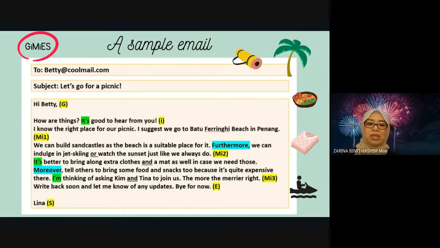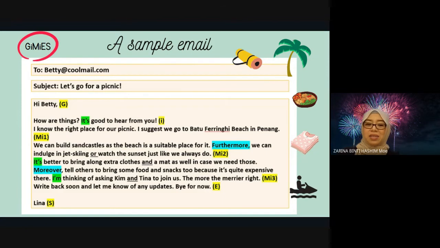Let's look at the sample. I know the right place for our picnic. Ini yang cikgu kata register tu. That means kamu bukanlah terus-terus betul. Batu Ferringhi is a place to go. Janganlah cakap terus direct kan. At least bagilah satu macam intro untuk that paragraph tu. So I know the right place for our picnic. So that is your register.